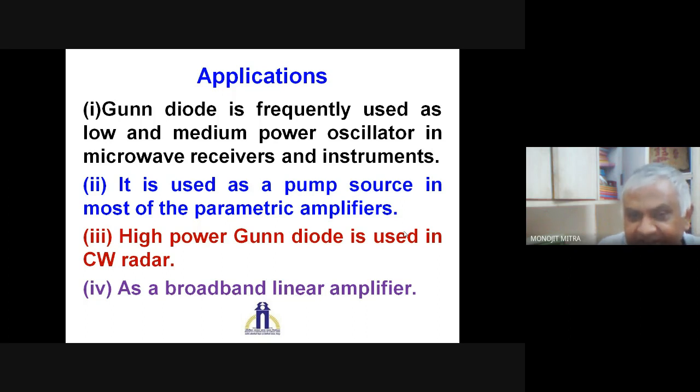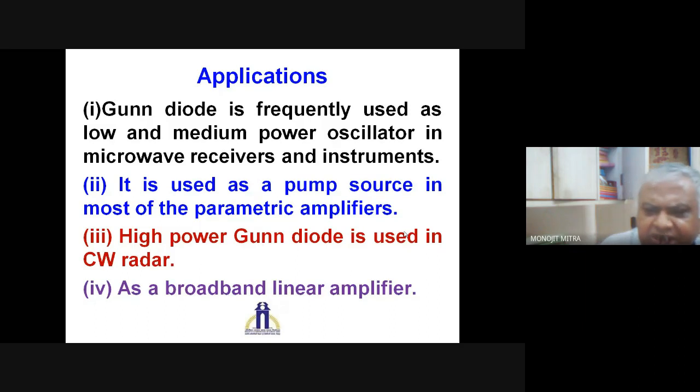We will discuss it there, because the application parts are mainly there. Here we will only discuss the device physics, principle, operation, equivalent circuit, etc. And a pump source means that for parametric amplifier application, another external source is required along with the internal source. That is called a pump source. So here the Gunn diode can be used as a pump source.